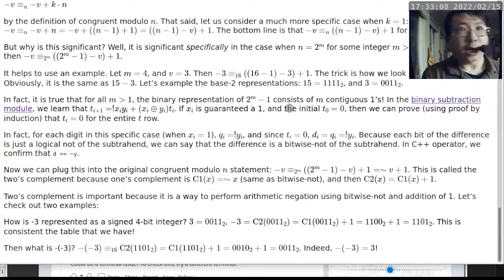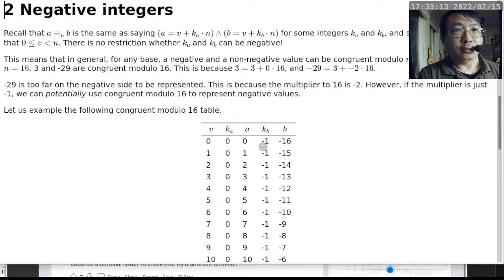On the table I provided, I would assume that's referring to this, right? All right, so the way this table works is you plug in KA being 0 into here, you plug in KB being -1 into here, and then we plug in V being 0 over here, and then we plug in n, which is 16 in this case, because we're dealing with 4 bits, so n is 16.